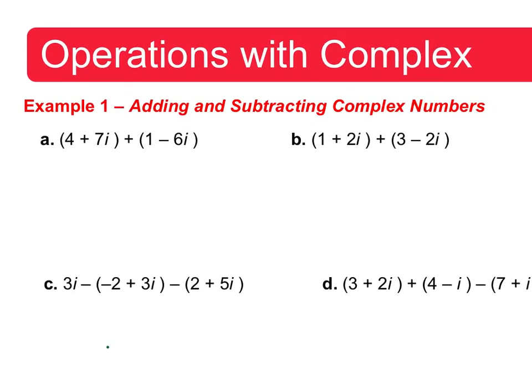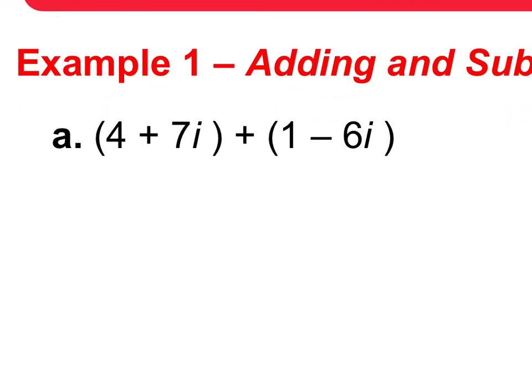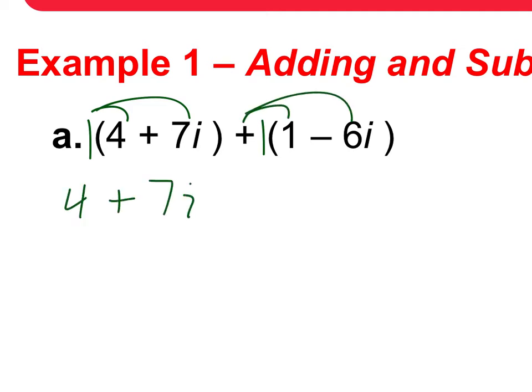So example 1, we're adding, and this is kind of like when you're combining and adding like terms. So we have the parentheses that are grouping. I like to rewrite it without the parentheses, right? And everything is positive here. So if I distribute the 1, that's still 4 plus 7i, and then a positive 1 here would be positive 1 minus 6i. So I like to rewrite it without, and then basically you're combining like terms.